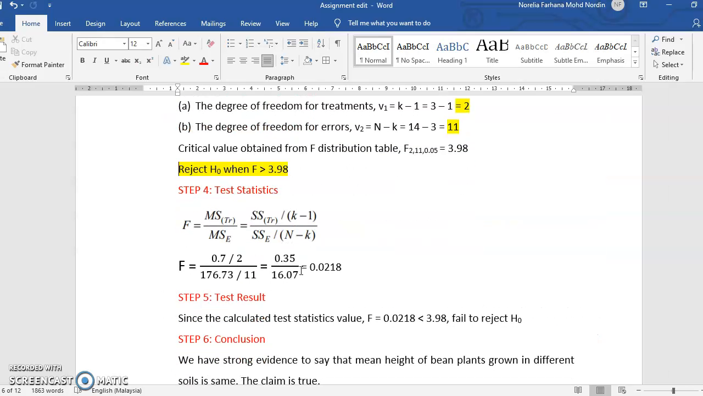We just insert the values: 0.35 divided by 16.07, so we got 0.0218. So this value is less than critical value. So the next step is test result. Since the calculated test statistic value F equal to 0.0218, this number, is less than critical value 3.89, fail to reject H0.